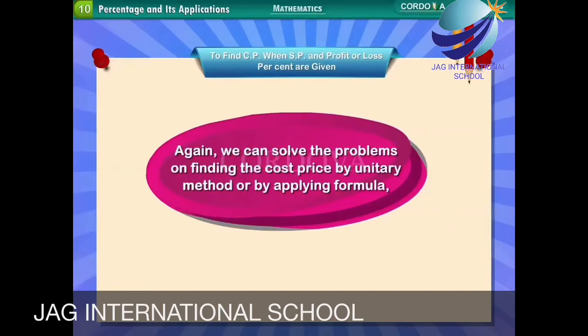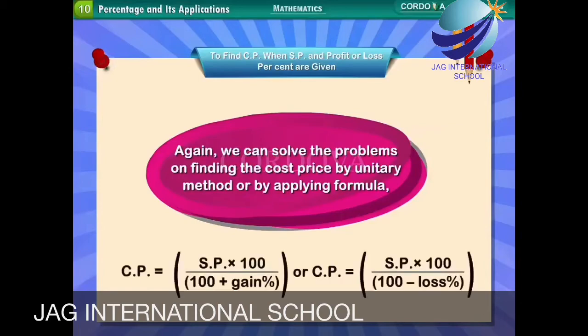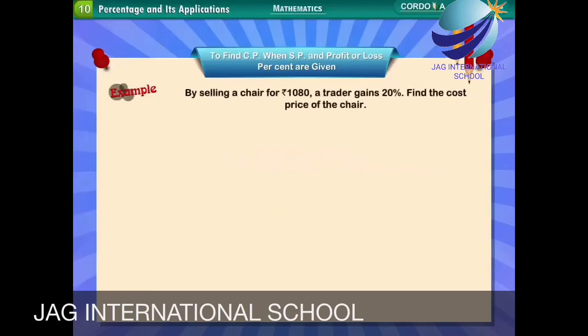CP when SP and profit or loss percent are given. Again, we can solve the problems on finding the cost price by the unitary method or by applying a formula. CP = SP × 100/(100 + gain percent), or CP = SP × 100/(100 − loss percent). Example: by selling a chair for rupees 1,080, a trader gains 20%. Find the cost price of the chair.